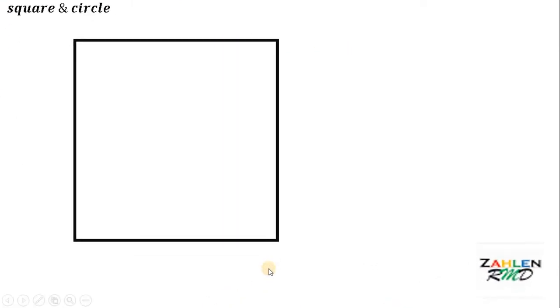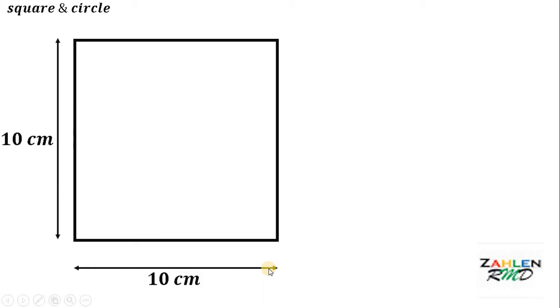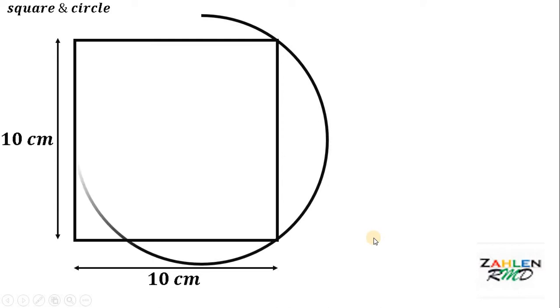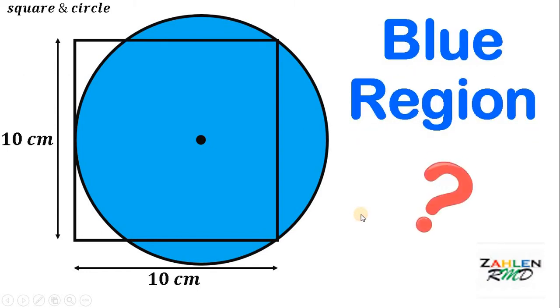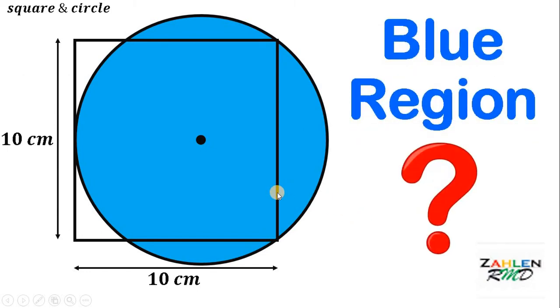So let's start with a square with a side length of 10 centimeters. Next, let's draw a circle like this. Now the question is, what is the area of this blue shaded region, or simply the area of the circle?